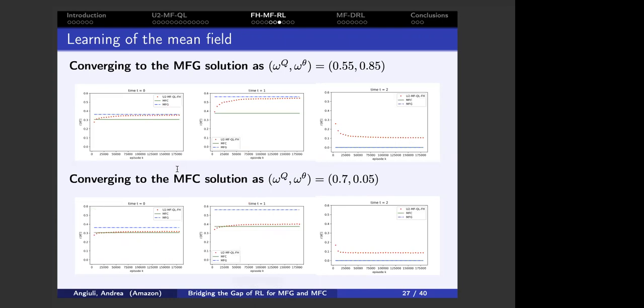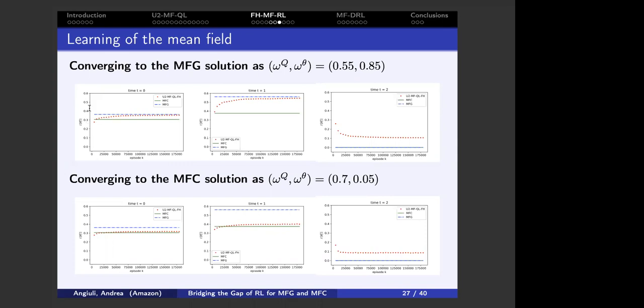Also, here I'm showing the evolution of the estimates of the first moment of the law of the actions through different learning episodes. Each plot is relative to a different time point. We have always on the top the mean field game solution, on the bottom the mean field control solution, and on the x-axis the episodes, and on the y-axis the estimate of the first moment of the law of the actions.